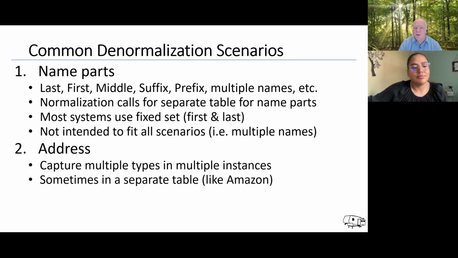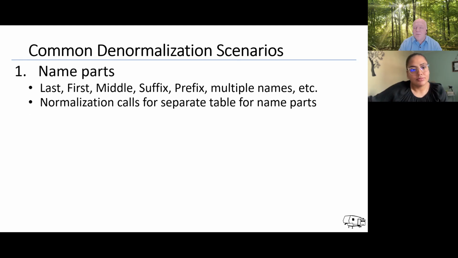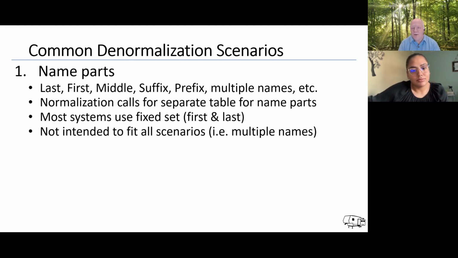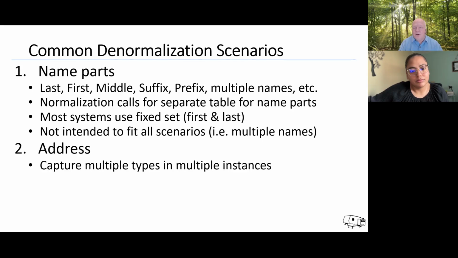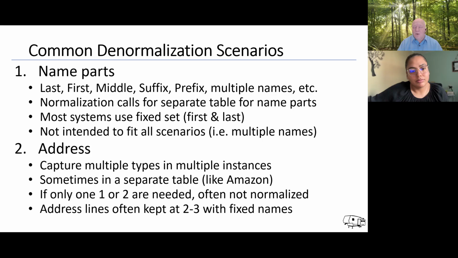So for example, name parts. Name parts is a good example. Technically, we should have a table that has every name part as a separate row, but we never do that. We always carry last name, first name with separate columns because that's a common usage. It doesn't fit all scenarios, but again, it's the most common. Same thing with address. We don't store address line 1 and address line 2 in separate rows of a table. We store them in separate columns. So these are common denormalizations that we do each and every day.